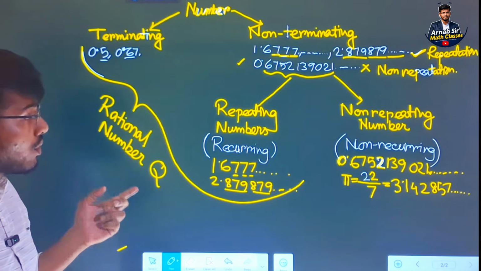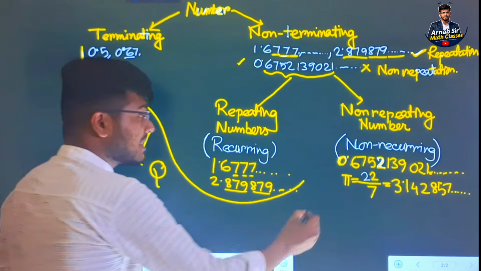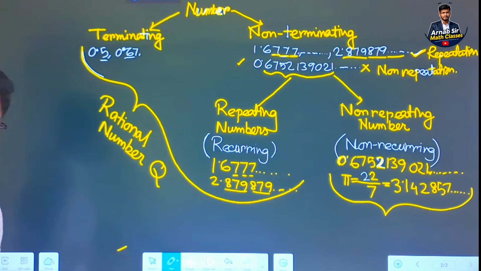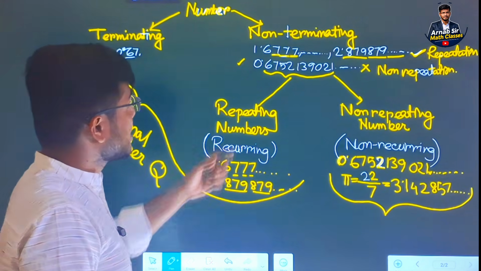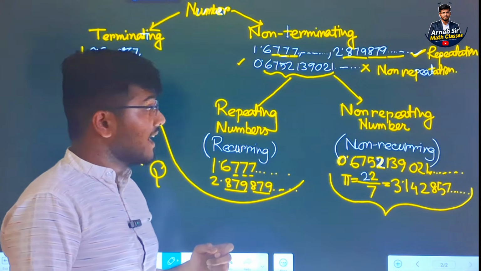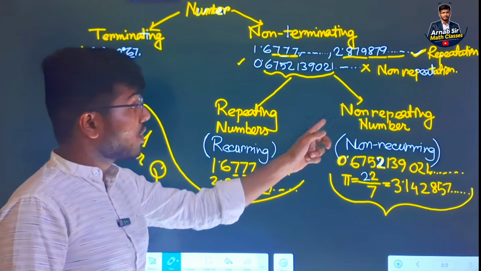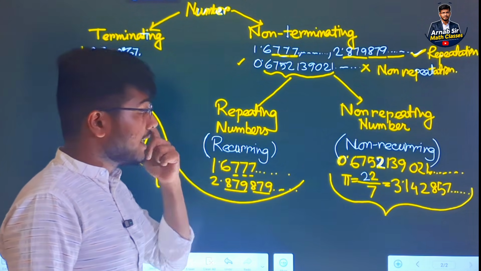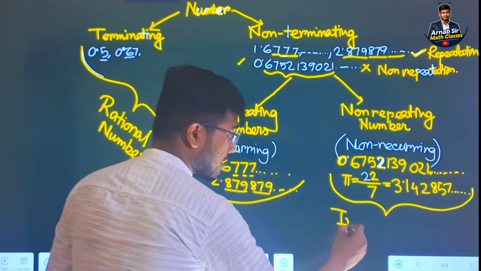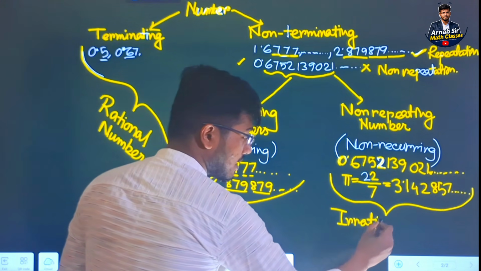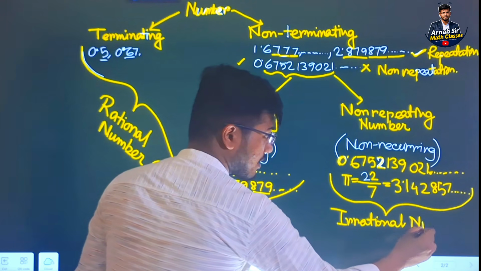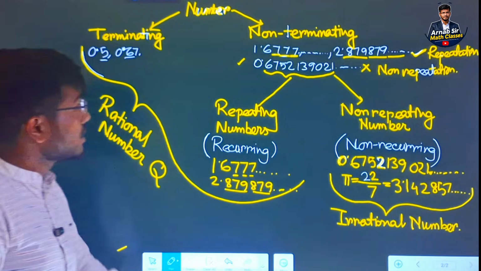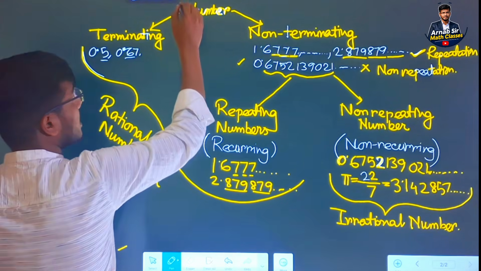Okay. So what is the remaining number? Remaining numbers means this number. So obviously this is called the irrational number. So what is the definition of irrational number? A number which is non-terminating and non-repeating, there is no repetition. Okay, so non-terminating, non-repeating, it is called the irrational number. Clear? Yes or no? Up to this all are clear? Yes or no? So this is the first.